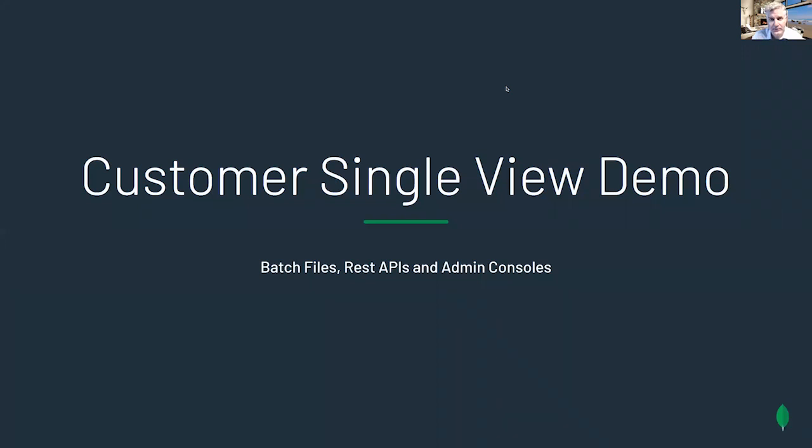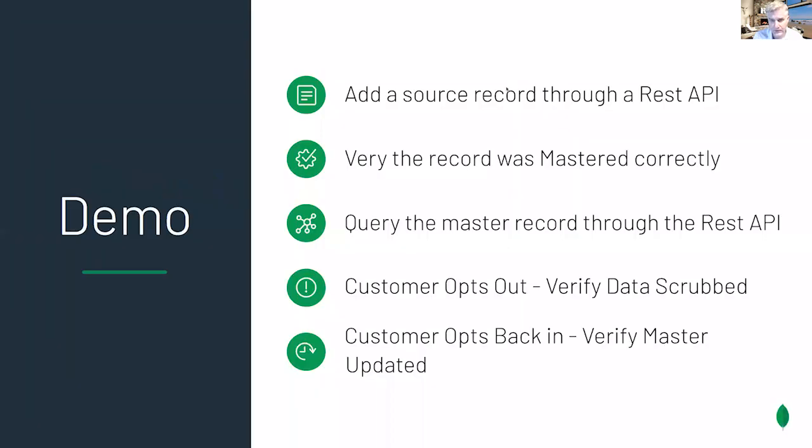Hello, and welcome back to the customer single view demo. We're actually going to take a look at different things. We're going to talk about the batch files, REST APIs, and admin consoles. We're going to go ahead and take a look at this process. One of the things that we're going to do is add new source information through a REST-based API. We're going to verify that the record was mastered correctly, and then we're going to query that master record through the REST API.